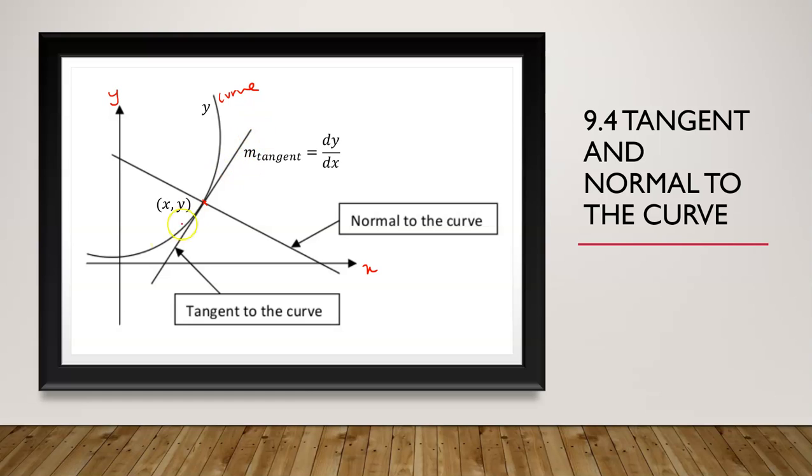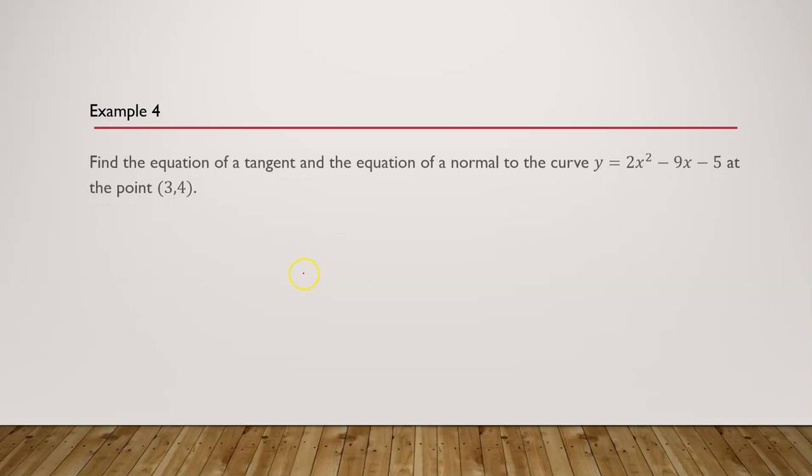So this tangent is a straight line. Okay, so straight line. The gradient of the straight line is dy over dx. Okay, you can find the gradient of this tangent by differentiating your y. Okay, and then normal to the curve is this line where it is 90 degrees to your tangent. Okay, can understand? So m tangent times m normal is equal to negative 1. Once you get your gradient of tangent, you can definitely find the gradient of the normal, right? So you must know which one is the tangent, which one is the normal, all right? Okay, let's look at the example.